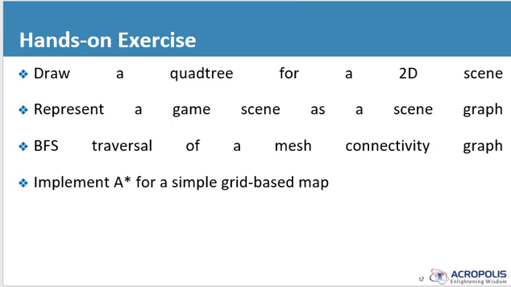Then next we have simulate BFS traversal on a mesh graph. Try to apply a breadth first search on a mesh graph. It is a good exercise to get some experience. Then next we have implement a simple A star algorithm for grid navigation. This algorithm is amazing for navigation.